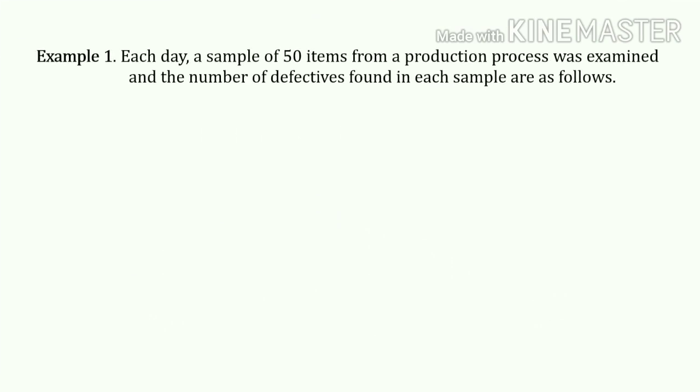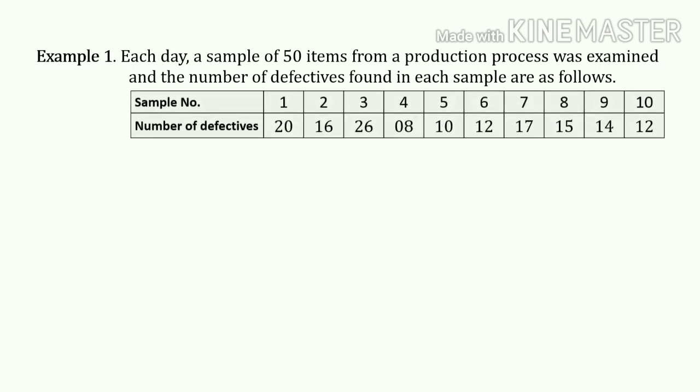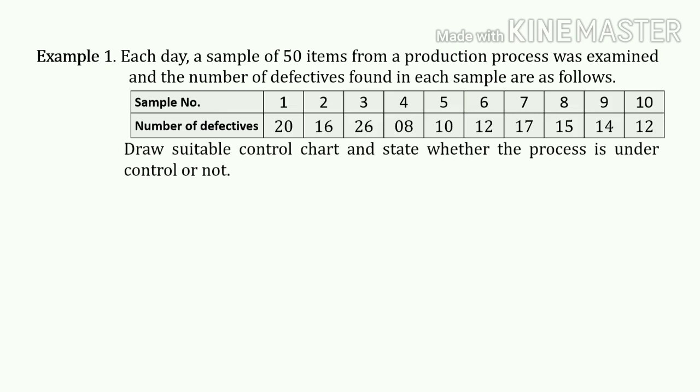Now we will proceed to an example. Consider this example. Example 1. Each day, a sample of 50 items from a production process was examined and the number of defectives found in each sample are given below. That is, sample 1, there are 20 defectives. For sample 2, there are 16 defectives, and so on up to the 10th sample, there are 12 defectives. Draw a suitable control chart and state whether the process is under control or not.